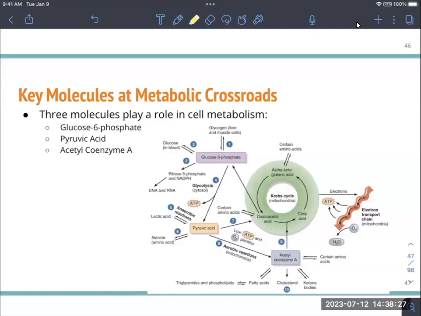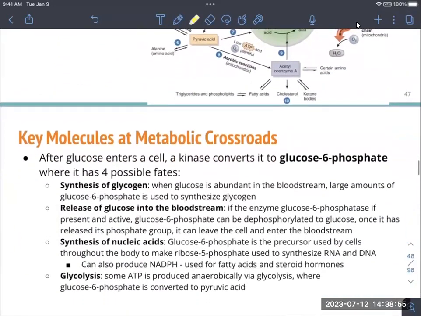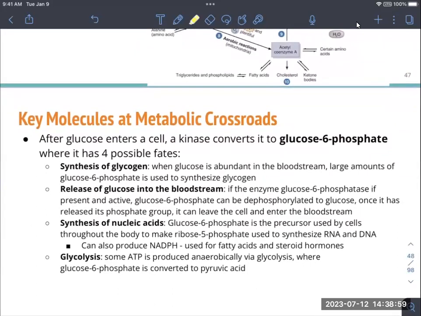So there are a lot of different key molecules that play a role in our cells' metabolism. That's glucose 6-phosphate, pyruvic acid, and acetyl coenzyme A, or acetyl CoA. These are products that need to be made and converted to enter the next stage in the cycle of our cells' metabolism. After glucose enters a cell, a kinase, an enzyme, turns it into glucose 6-phosphate. Glucose 6-phosphate can be turned into glycogen. It can cause the release of glucose into the bloodstream. We can make nucleic acids with it. And we can put it through glycolysis.